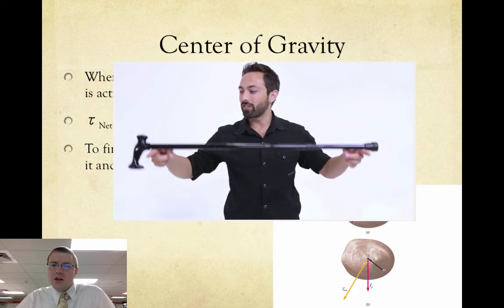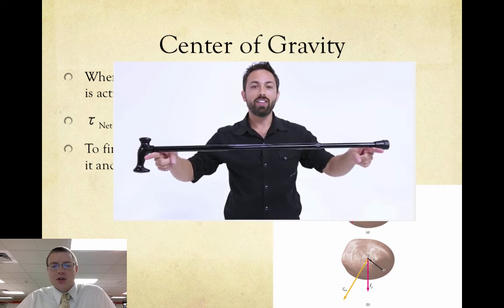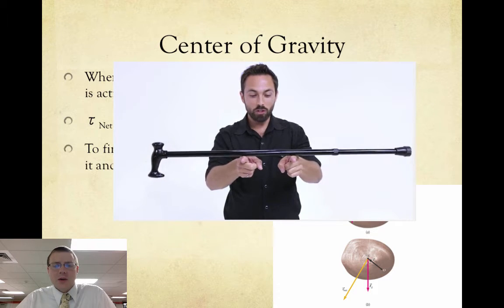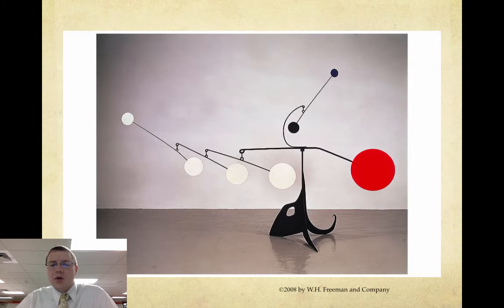You can check out this video from Veritasium here where he's also showing you how to find the center of gravity of objects fairly quickly. So here's a mobile. This mobile is perfectly in static equilibrium. Every weight is perfectly balanced, and we could draw out all the forces on each of those.